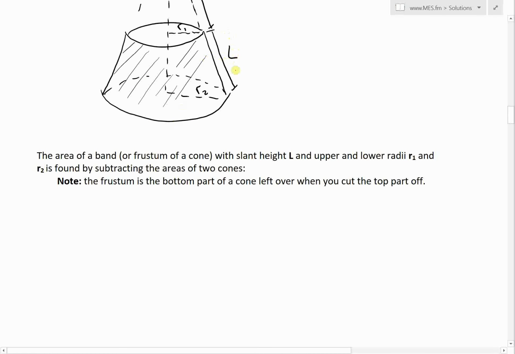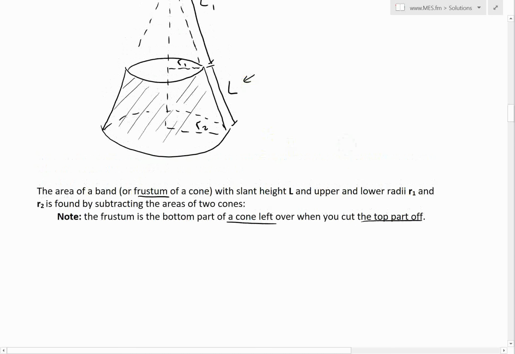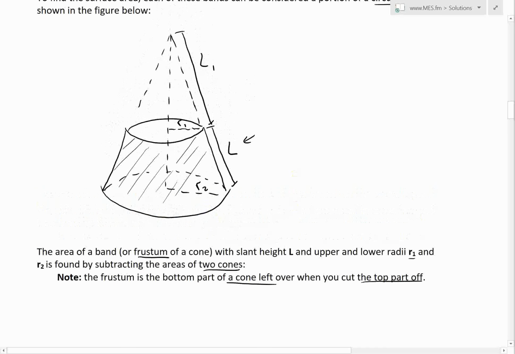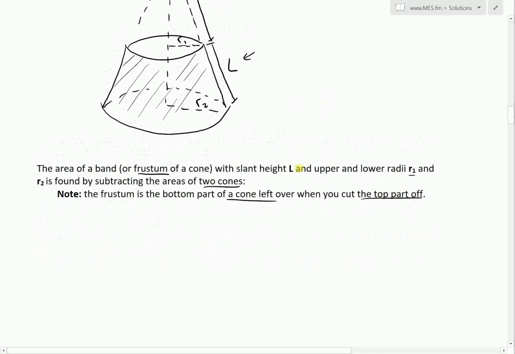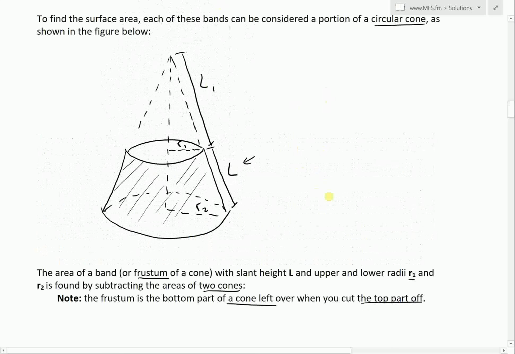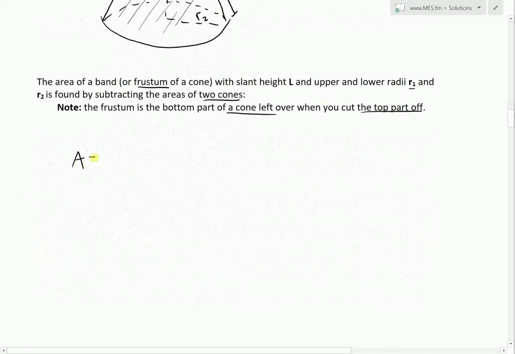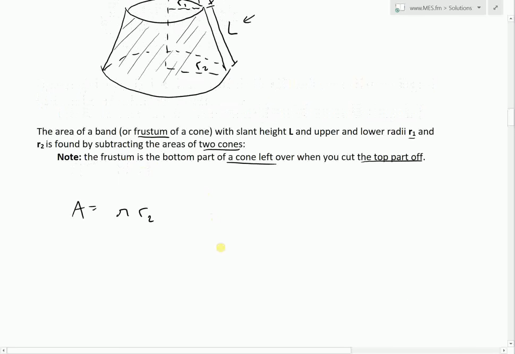So the area of a band, in this case the band is going to be from this L distance here, or frustum of a cone. The frustum is basically the bottom part of a cone left over when you cut the top part off. So with slant height L, and upper and lower radii R1 and R2, it is found by subtracting the area of two cones. And that is why we're doing it. So we can solve this surface area by subtracting the overall from this part right here, from the L1 slant height.